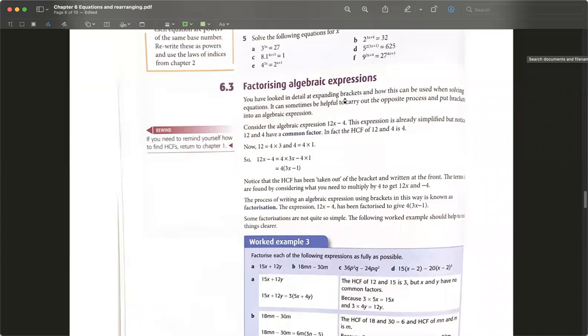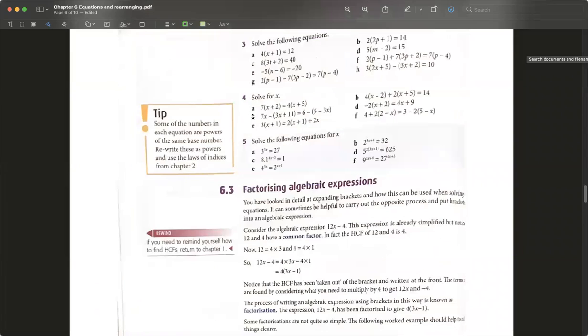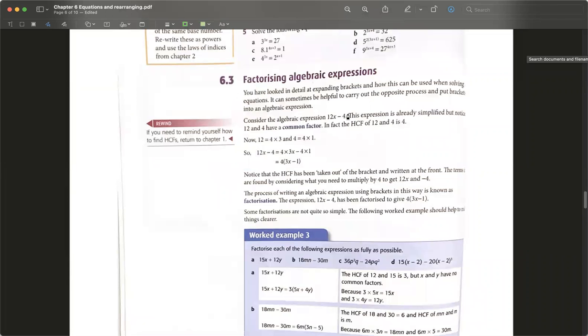So factorizing algebraic expressions, this is for 6.3. So what we need to do is simplify now. Just now we learned how to expand, now we need to learn how to simplify. In order to simplify, we need something called a common factor. It means that both of them can be divisible by that number or that unknown.